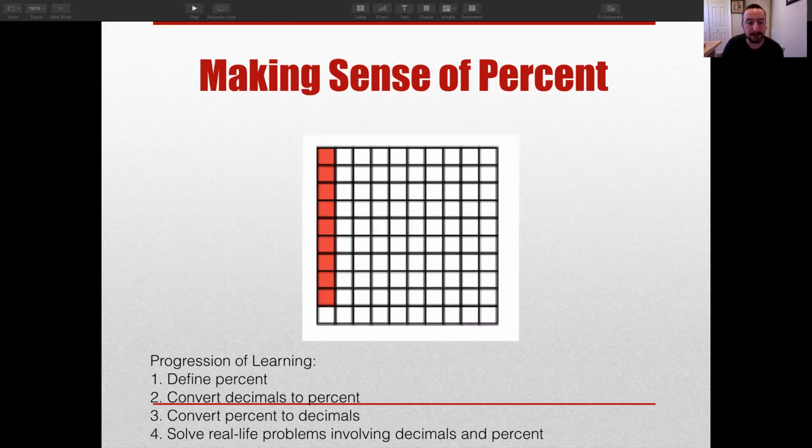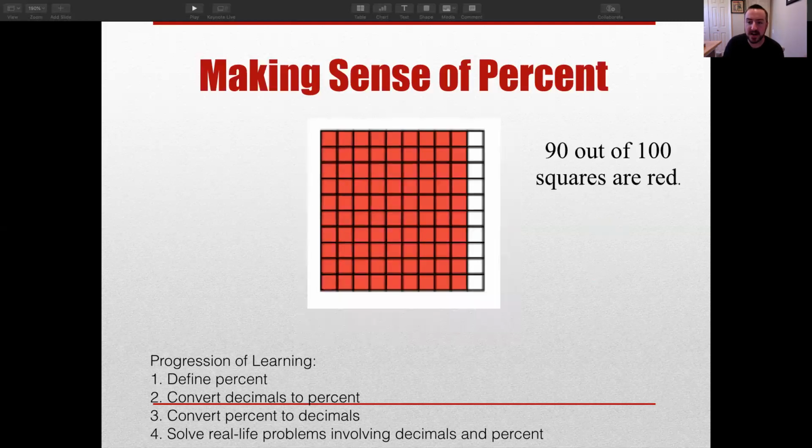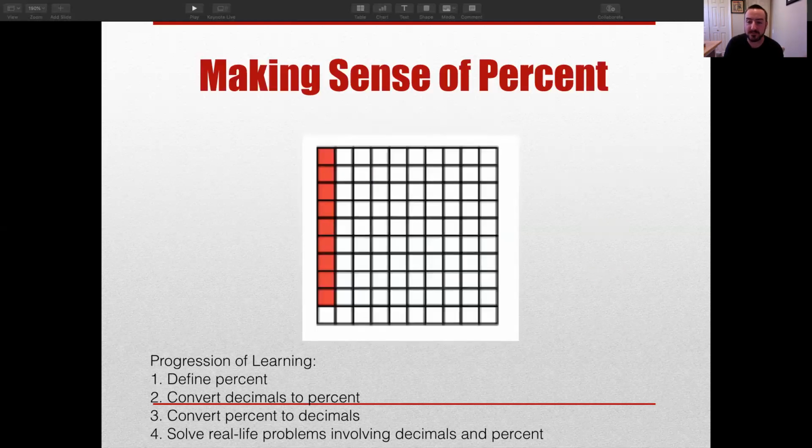Another example here. Again, a 10 by 10 grid, but this time we only have 9 out of 100. So what would 9 out of 100 be as a percent? 9%. And what would that be as a decimal? You have to think about this for a second. Now, if we went back to here, 90 out of 100 squares are red, 90%, that's 0.9. So if you thought that 9% would be 0.9, think a little harder about that, because 0.9 would be 90%.